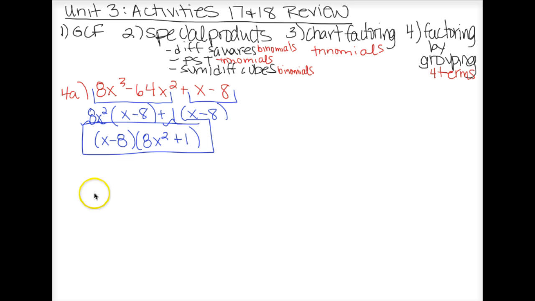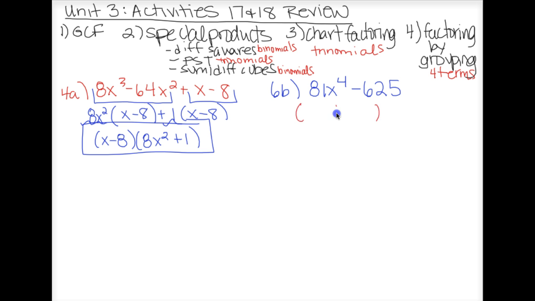Next one I want to look at is 6b. So we've got 81x to the 4th minus 625. So, as always, first thing I do is look for a GCF. In this case, there isn't one, so then I go to special products. First, I look for difference of squares. So I ask myself, does this have a perfect square root? Yes, that'd be 9x squared. And then I ask myself, does 625 also have a perfect square root? The answer is yes, it's 25. It is a minus between it, so that makes it a difference of squares. So it fits the mold.